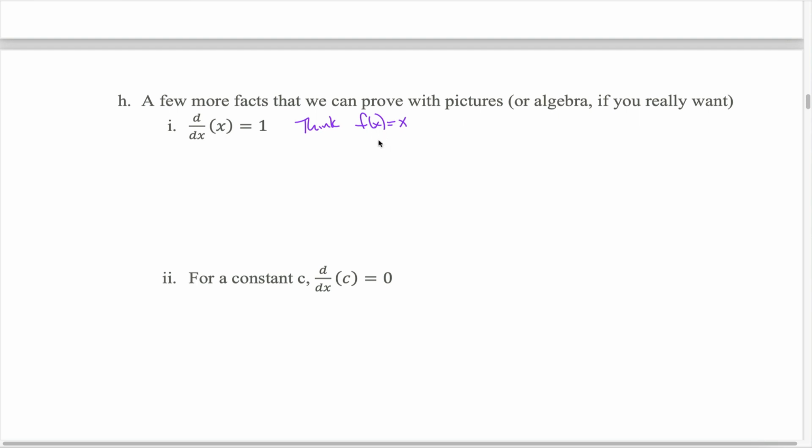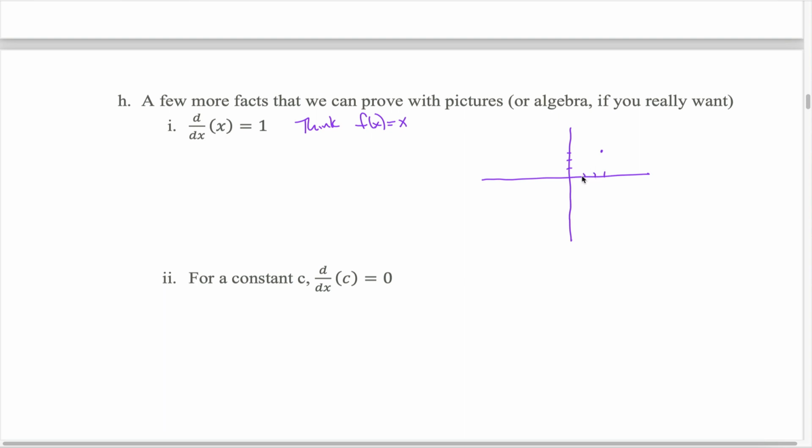You could throw it into the difference quotient or the definition of the derivative and see what happens when you simplify, but you don't even need to. You can prove that this derivative is just equal to 1 with pictures if you want, which is kind of cool. Think about the graph of f of x equals x. When I put 3 into this machine, 3 comes out of this machine because the output is the same as the input, the letter x. It goes through this point right here.